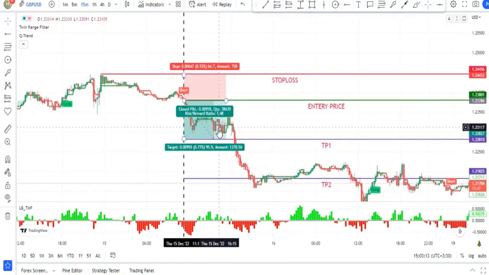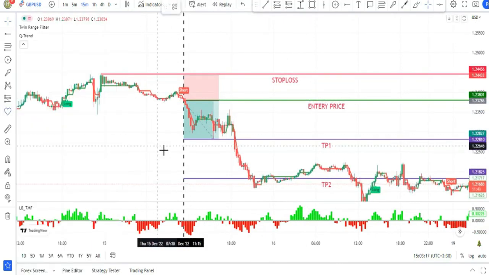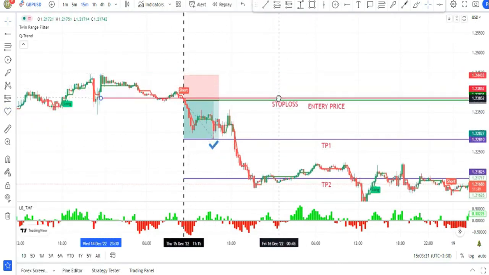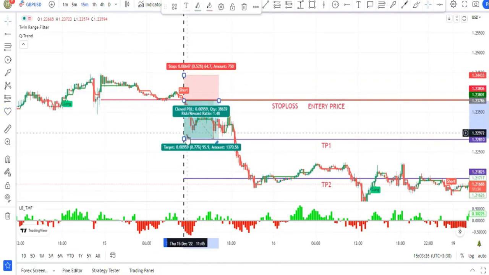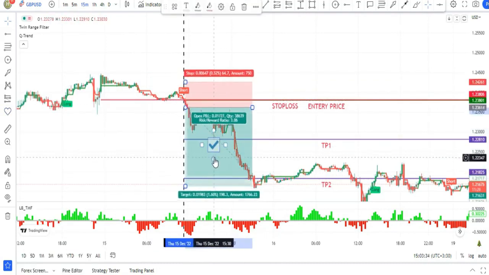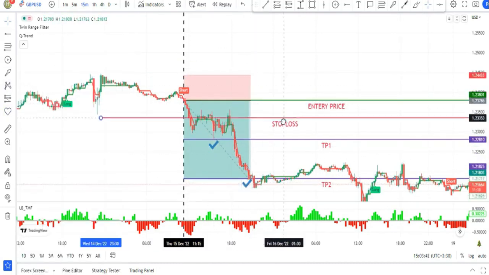So whenever the market touches the first target, move the stop loss to the entry price. And if the market continues and touches the second target, move the stop loss to the first target.